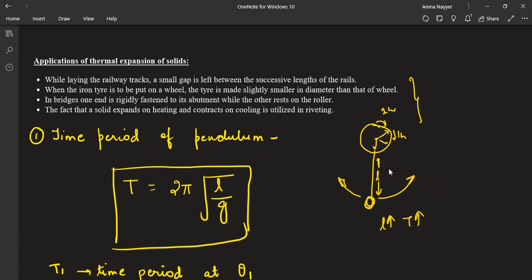So what has actually passed as 3 seconds would actually have been 5 seconds on your clock. This will show you time a little faster. And the same thing, if somehow it is cooled and the length decreases, then the time will also decrease. You'll get a very small amount of time for the actual time that is occurring. So this is one of the applications.